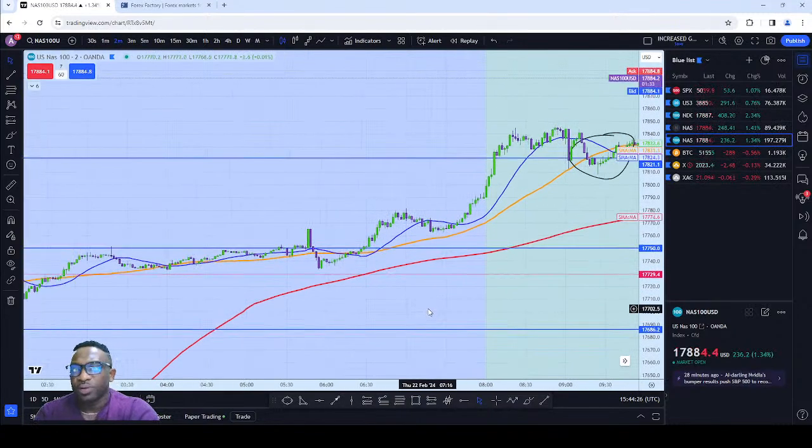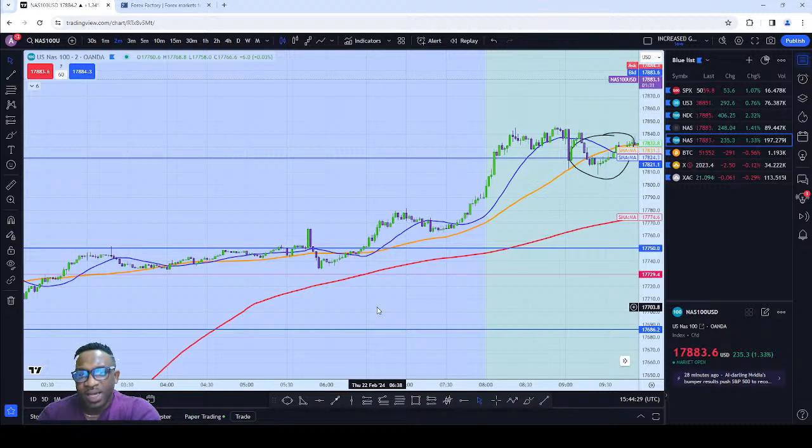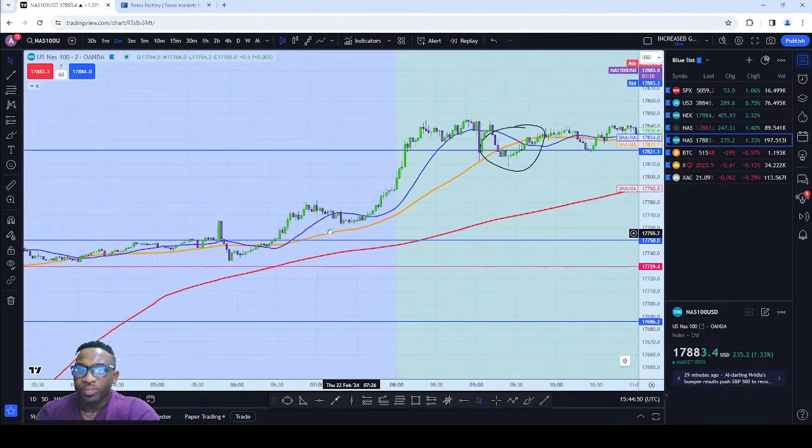So guys, if you use the right lot size based on your account size, and then you go in by using the right maximum loss per trade, these drawdowns you might encounter can easily be recovered once you get into a good move.